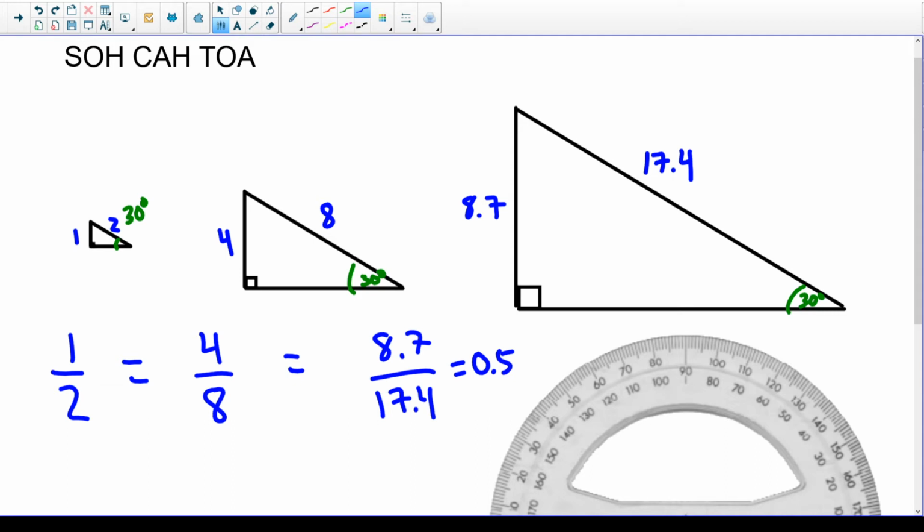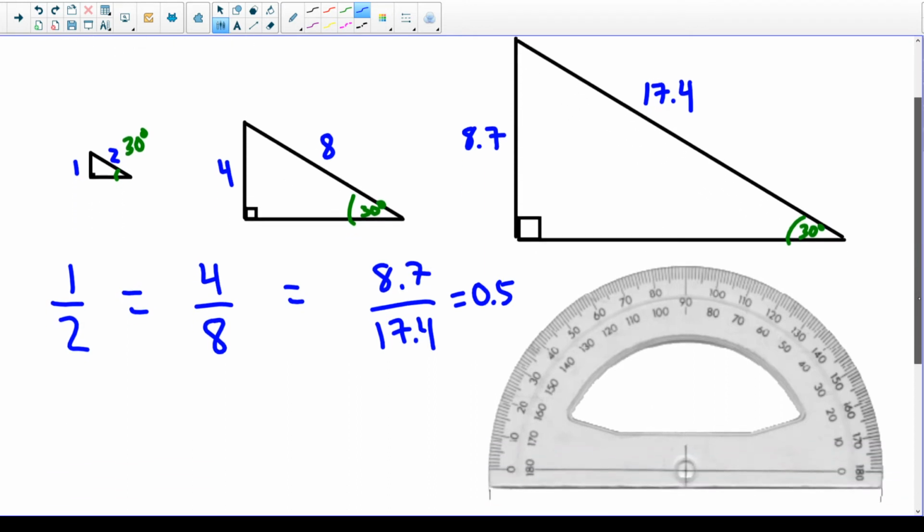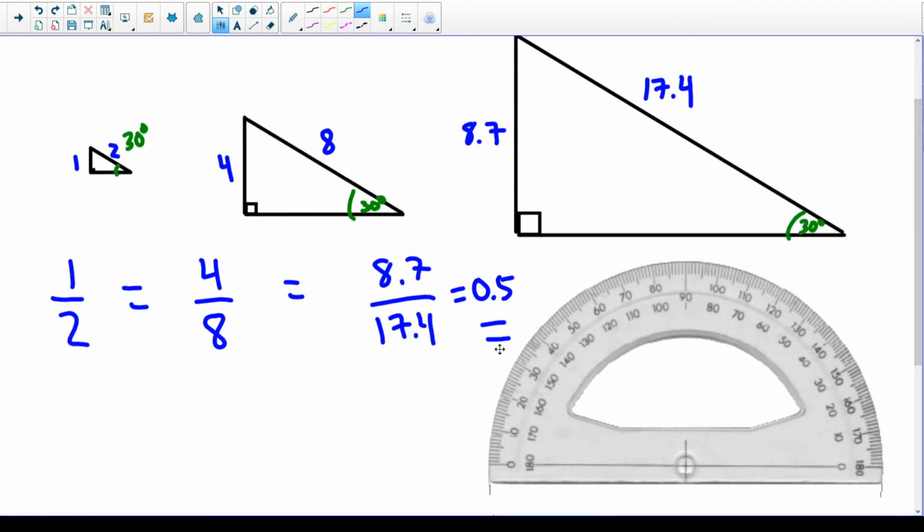So when mathematicians see a pattern like that, a pattern that gives you a constant answer, they often will try to make some sort of mathematical relationship equal to that constant answer.